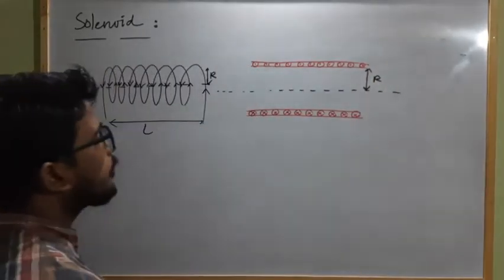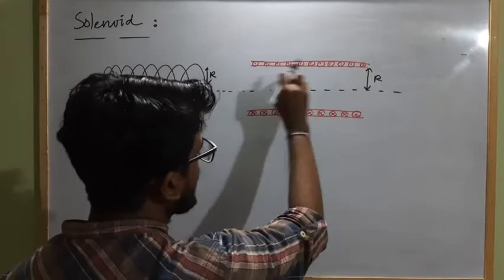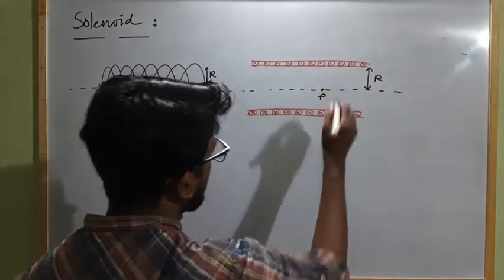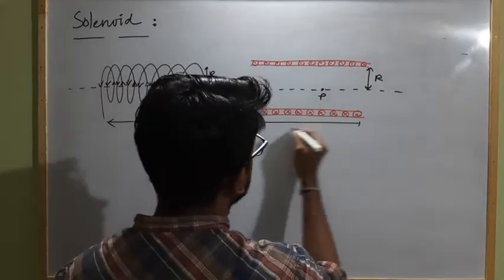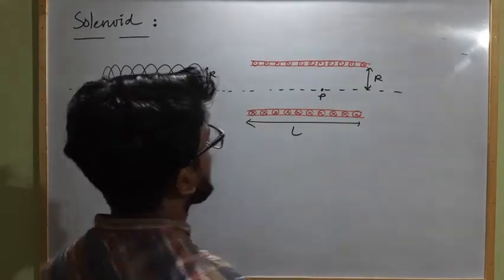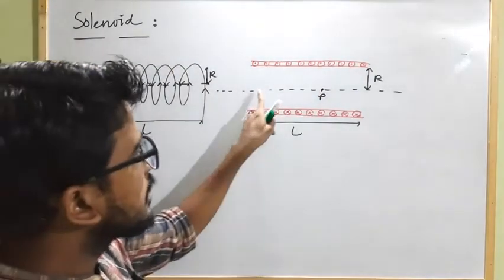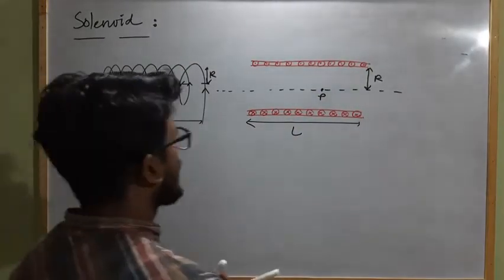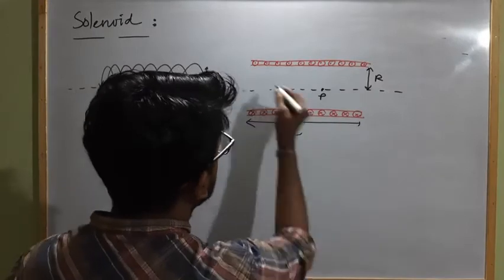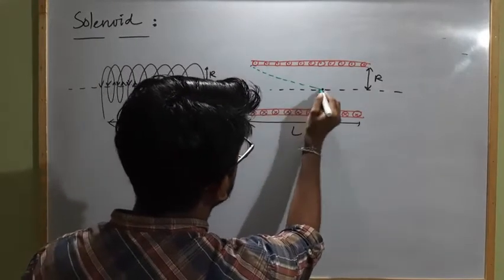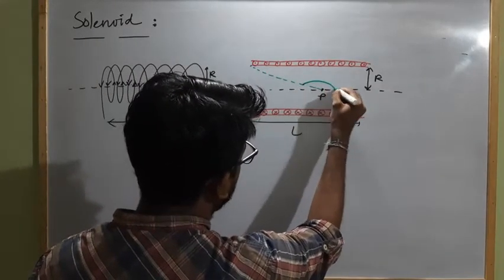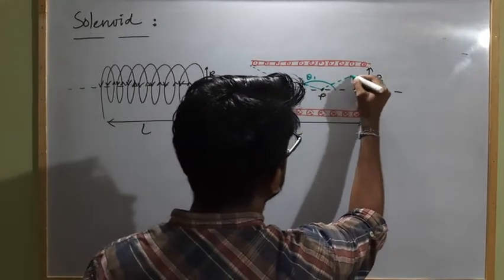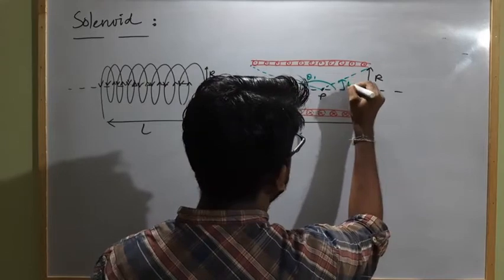Okay, now we have to find the magnetic field strength due to this solenoid at a point P, where the length of the solenoid is L. Clear? So this point P makes an angle theta 1 with this end, which is measured from this direction. This is theta 1, and from this end this angle will be theta 2.